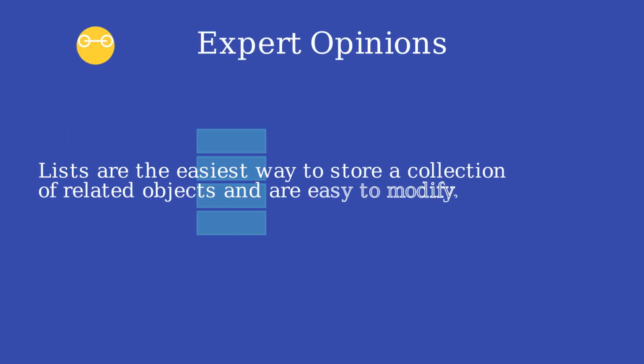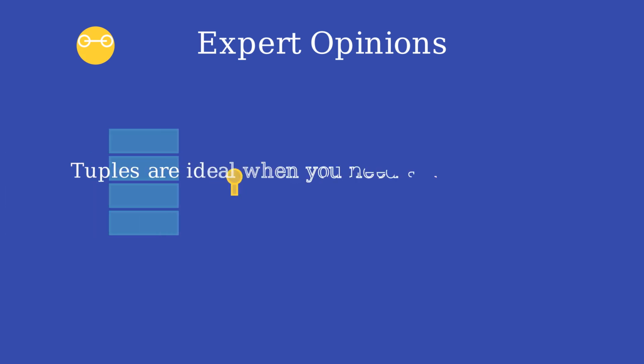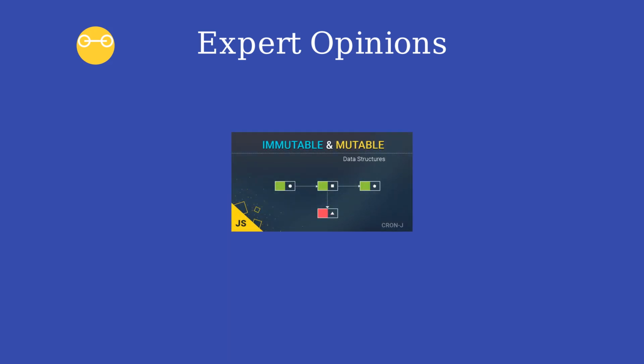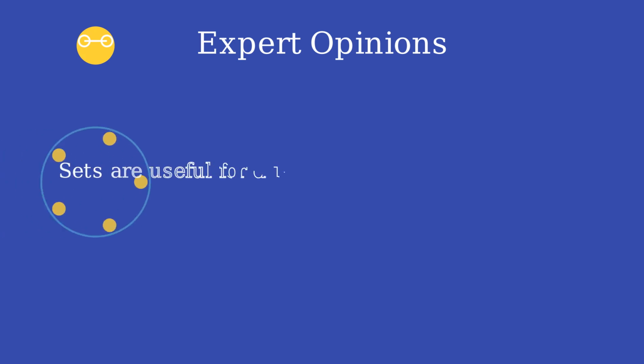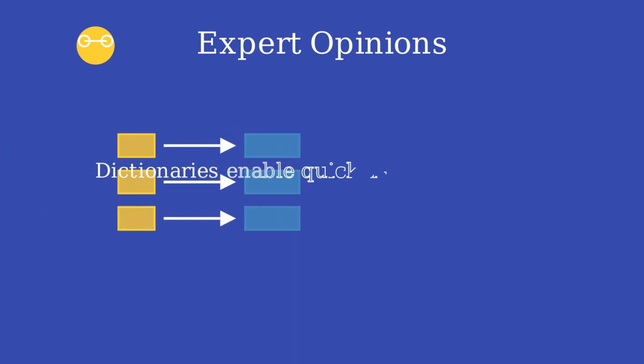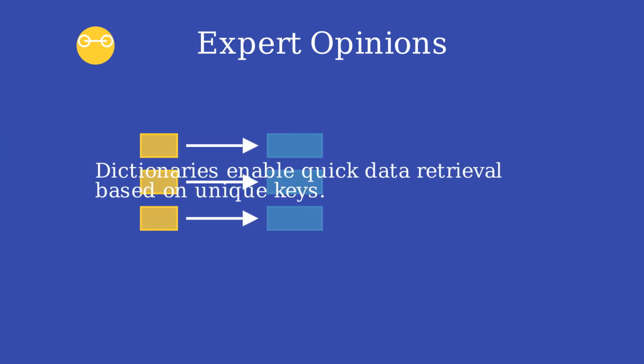Let's examine what experts say about Python's data structures. Experts agree that lists are the easiest way to store a collection of related objects and are easy to modify. Tuples are considered ideal when you need a data structure that cannot be modified by mistake. This distinction between mutable and immutable structures is fundamental to Python programming. Sets are highly valued for duplicate entry removal and efficient membership checking. Dictionaries are praised for enabling quick data retrieval based on unique keys.